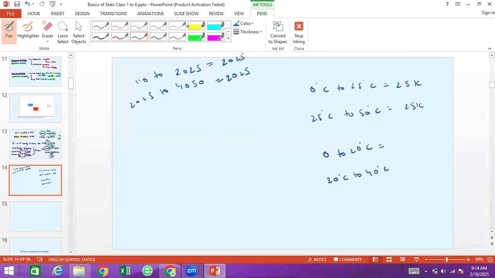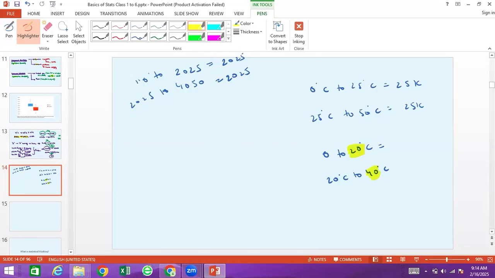Okay, you cannot say that a thing which is at 40 degrees Celsius is twice as hot as the thing which is at 20 degrees Celsius. We cannot say that the thing which is at 40 degrees Celsius is twice as hot as a thing at 20 degrees Celsius.